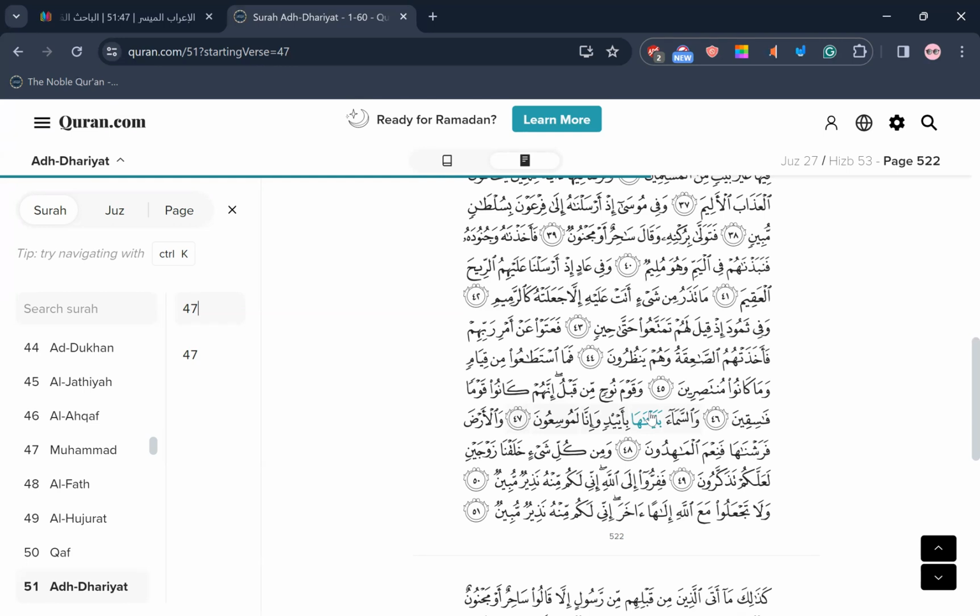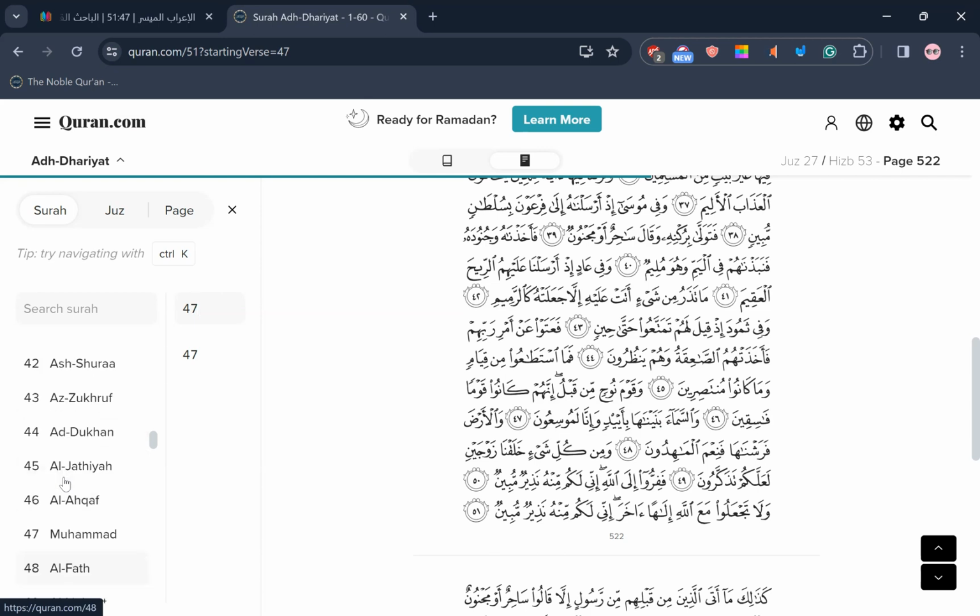What is the connection between what was being discussed and now we're talking about as-sama? And then you also have wal arda, being given priority or importance here. So that's basically the whole idea. It happens a lot also in Surah Ar-Rahman. So I can just show you.